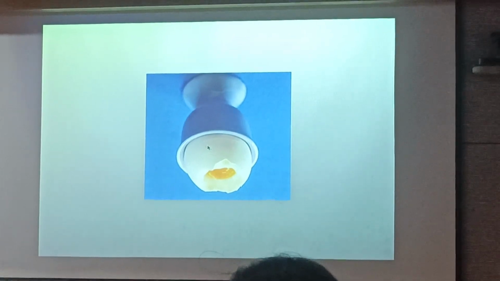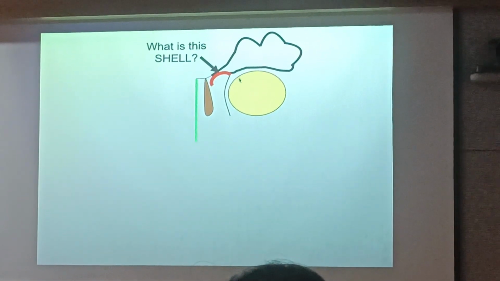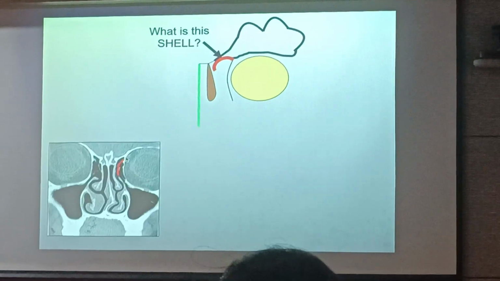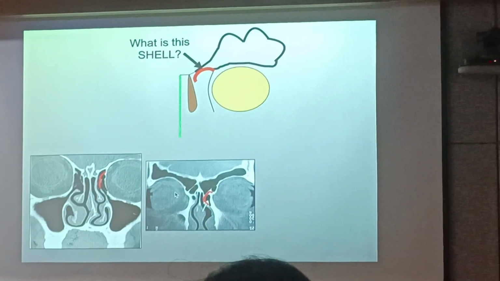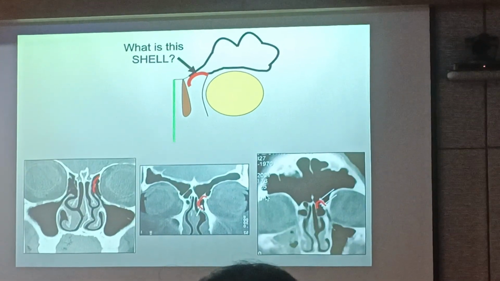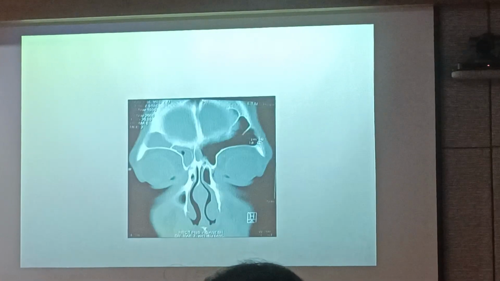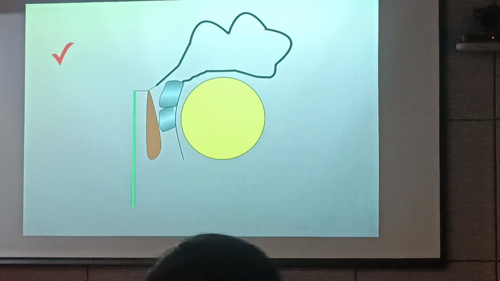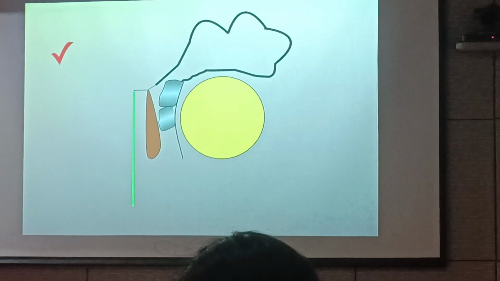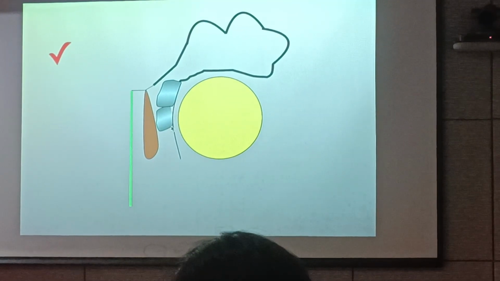So what is this egg in this frontal recess? So what is this eggshell? It can be the upper part of the uncinate. It can be the upper part of the agger nasi cell. It can be the upper part of any frontal cell, like this. Okay? So the thing is that you need to remove these eggs.